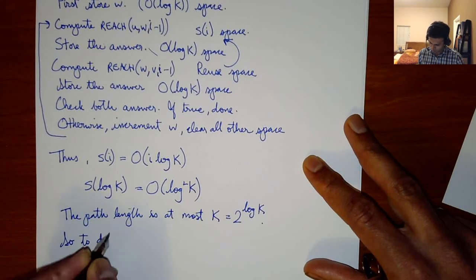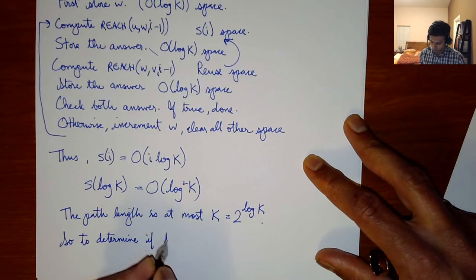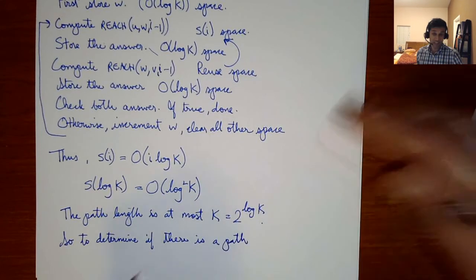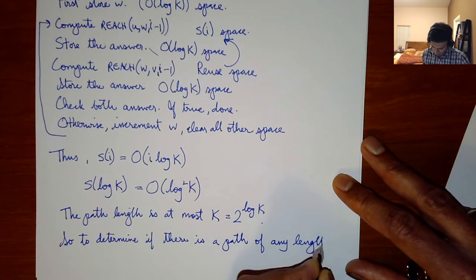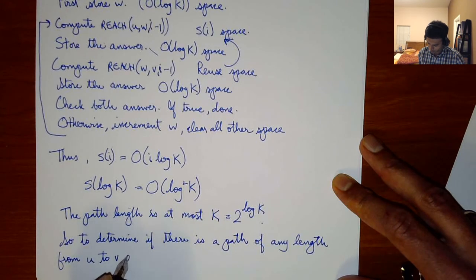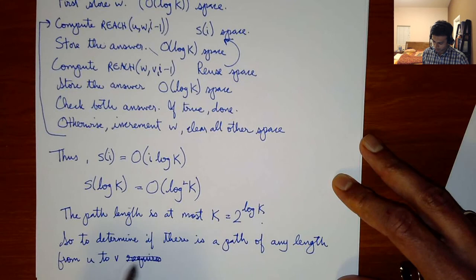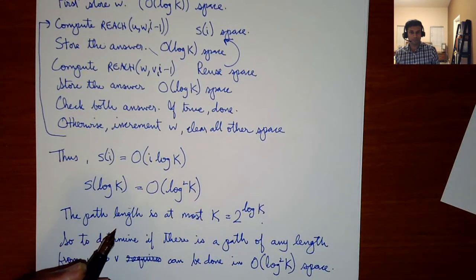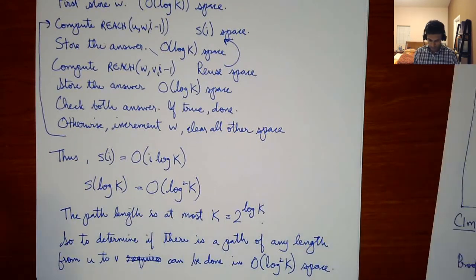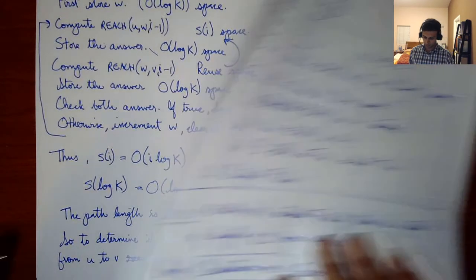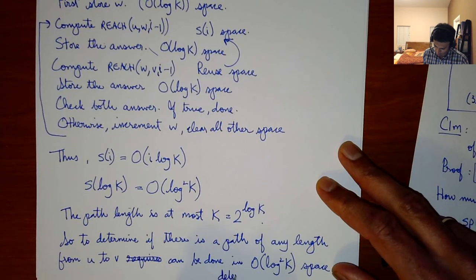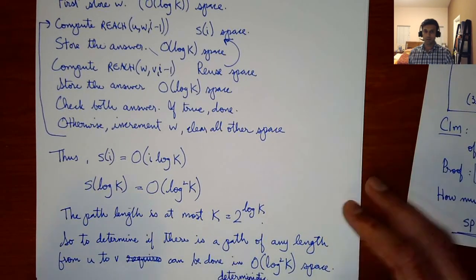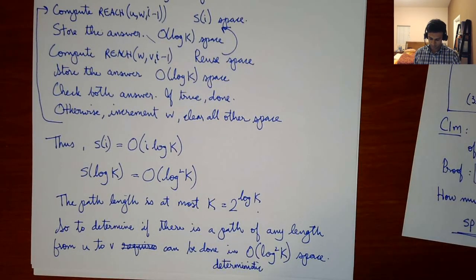So to determine if there is a path, a path of any length, from u to v can be done in O of log squared k space. Is this clear? And this is a deterministic algorithm, right? So I should say it can be done deterministically in O of log squared k space. Any questions about this?